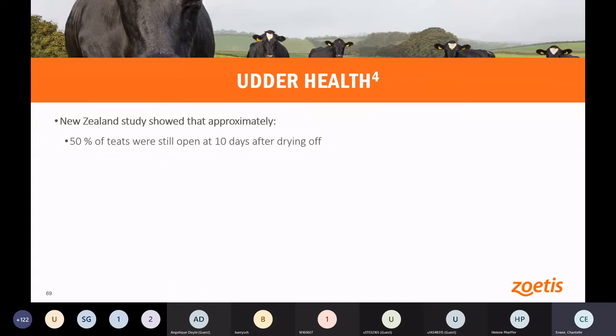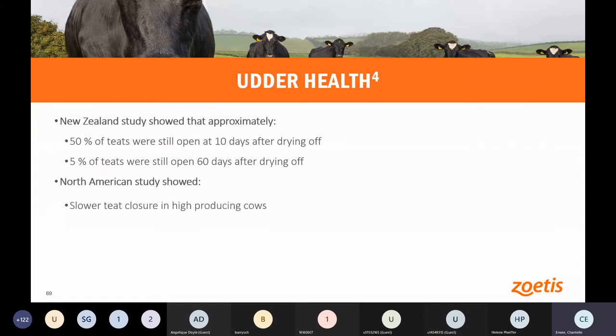So these are quite shocking stats, but the one New Zealand study showed that approximately 50% of teats were still open at 10 days after drying off, and 5% were still open 60 days after drying off. That is an entire dry period, right? Another study from North America showed especially your high producer cows have slower teat closure and form less keratin plugs. And there they saw that about 23.4% of teats were still open after 6 weeks, which often also is an entire dry period.